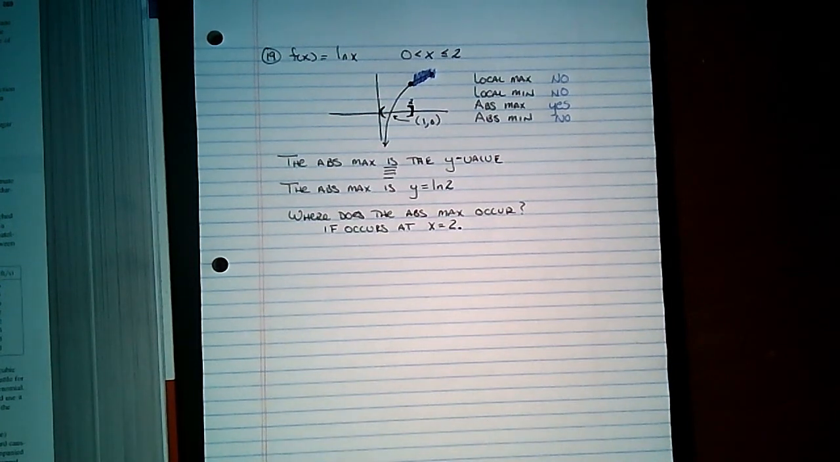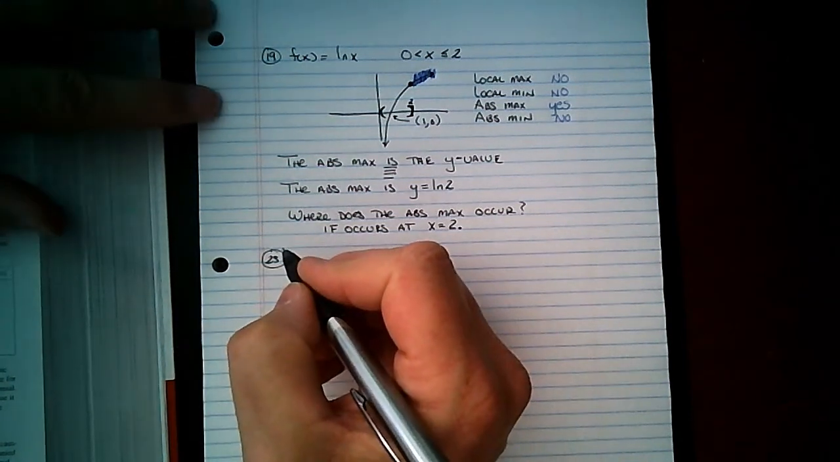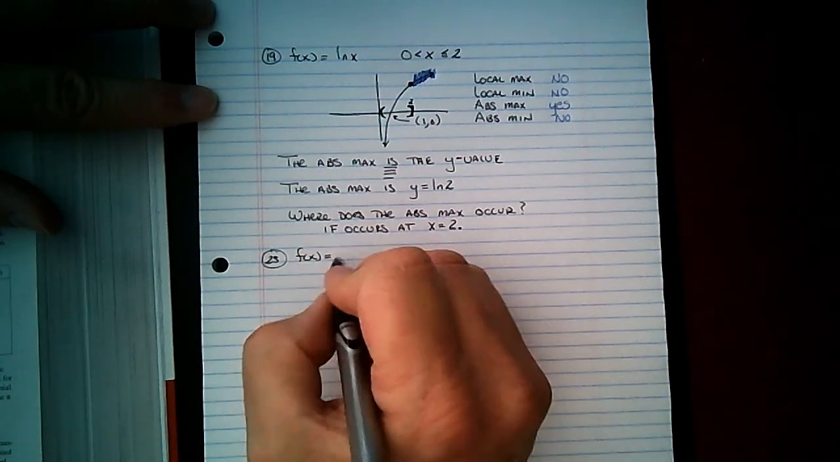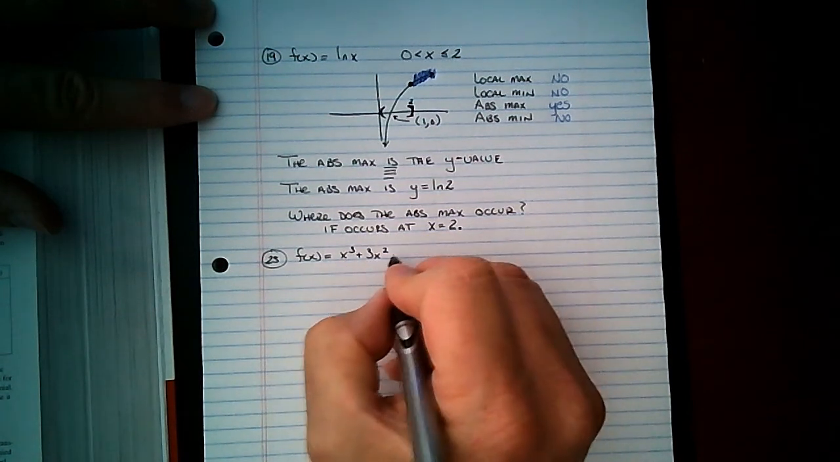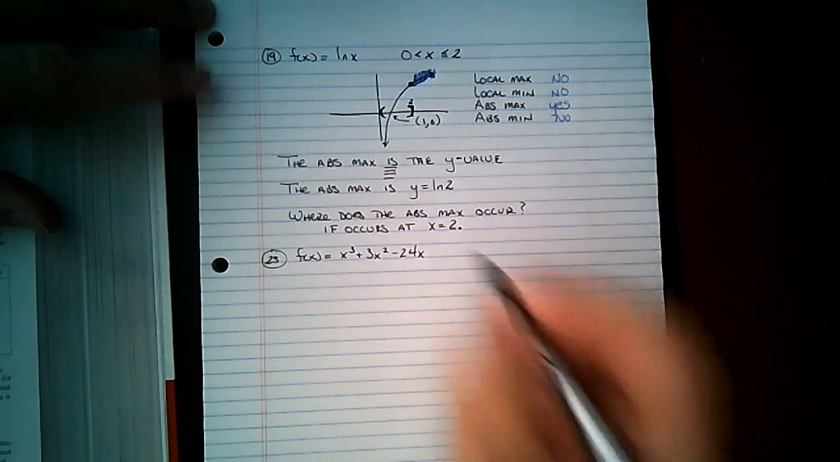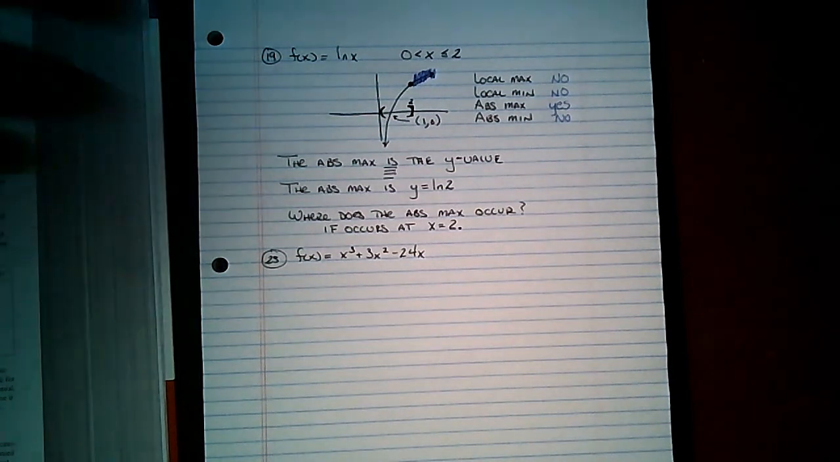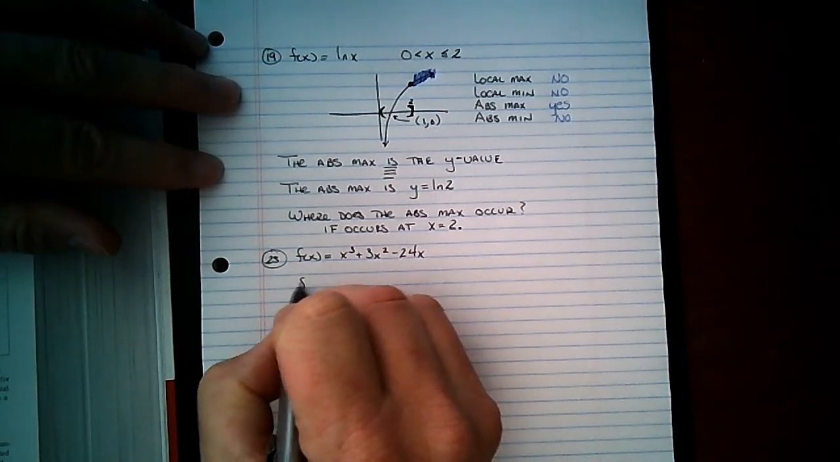Well, they're going to ask us to do problems that say find the critical numbers. So if I work out a problem like 25, 25 says f of x equals x cubed plus 3x squared minus 24x. Now the directions say find the critical numbers. It does not say find the mins and maxes. So we have to go back to our definition: a critical number is a place where the derivative equals 0 or fails to exist. So our first step is to find the derivative.